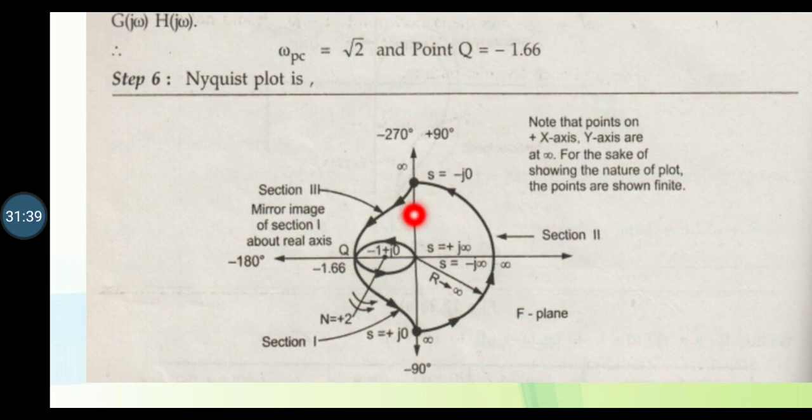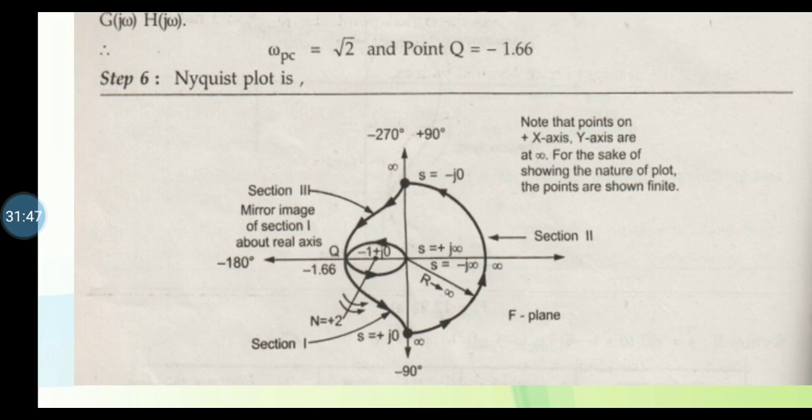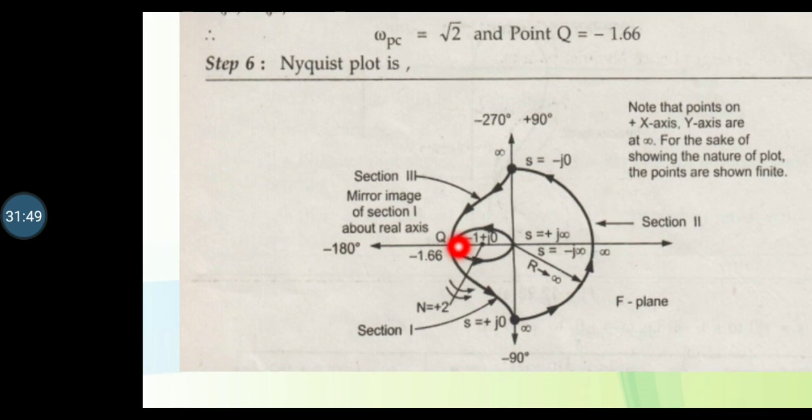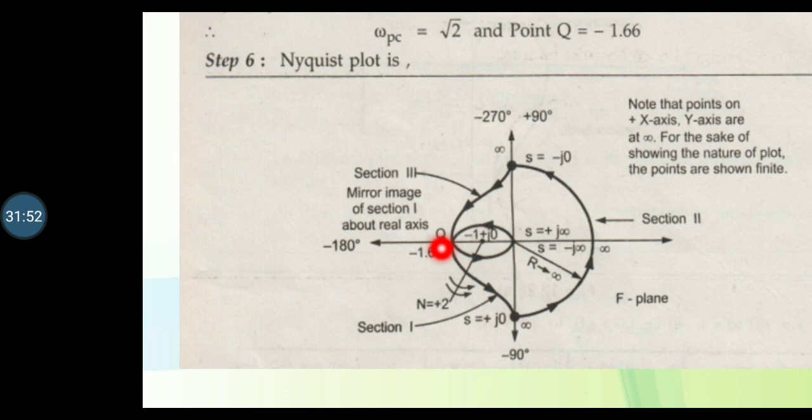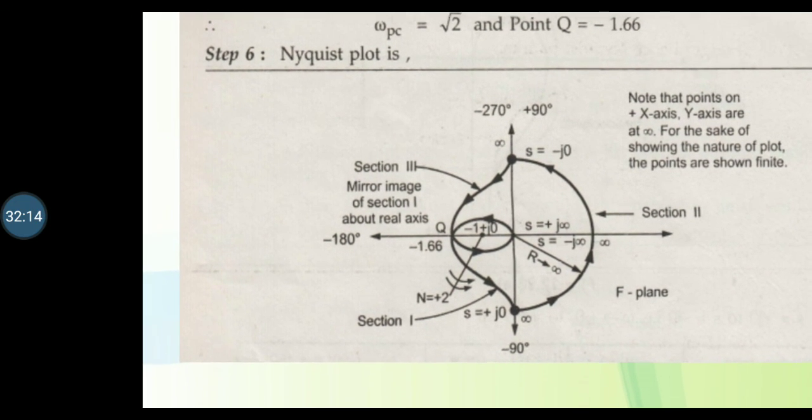This is the critical point, minus 1 plus j0. Omega PC is root 2 and point Q is minus 1.66. So from this it should go to minus 1.66. The Nyquist plot is like this. You can combine this: section 1, section 2, section 3 have been written, then section 4. So this is the Nyquist plot.